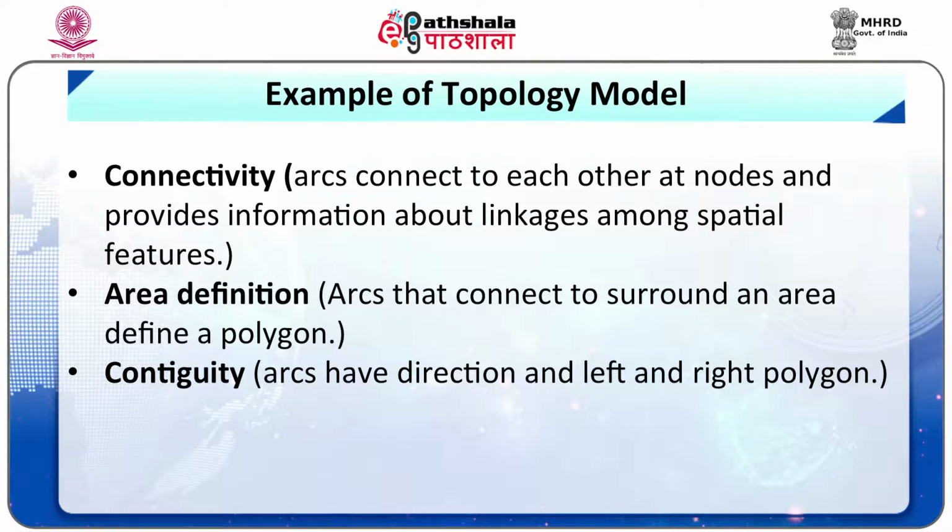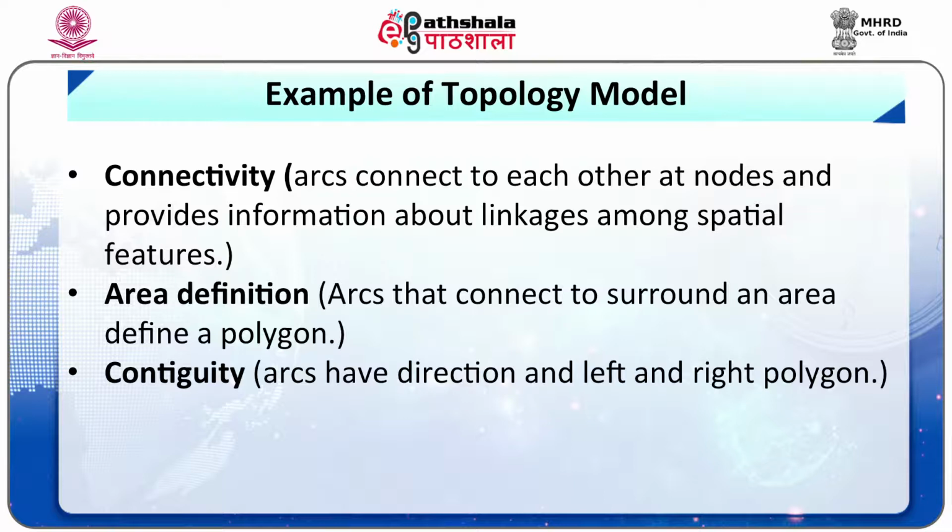Arcs have direction and left and right polygons. Every arc has a direction, from node and to node. This direction is maintained in the list of polygons as on the left and right sides of each arc. Thus, any polygons sharing a common arc are adjacent.